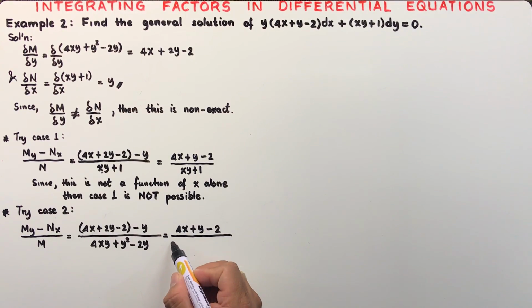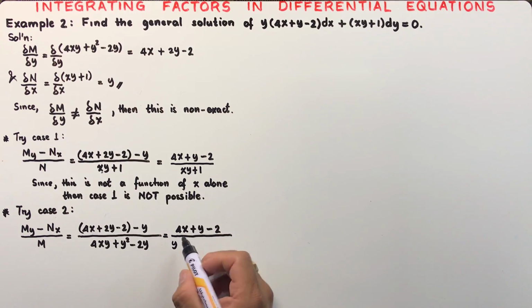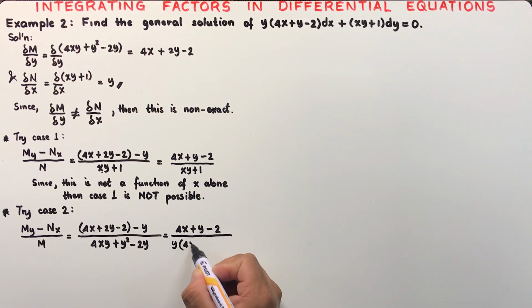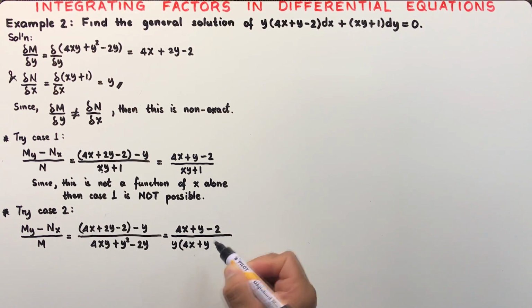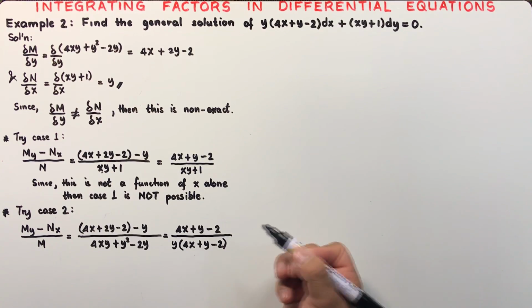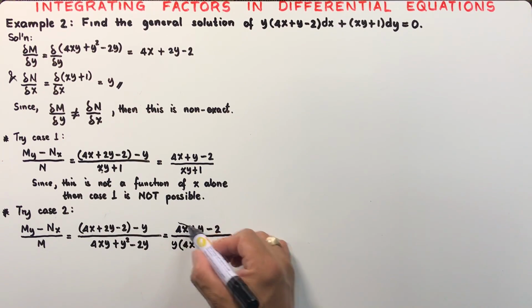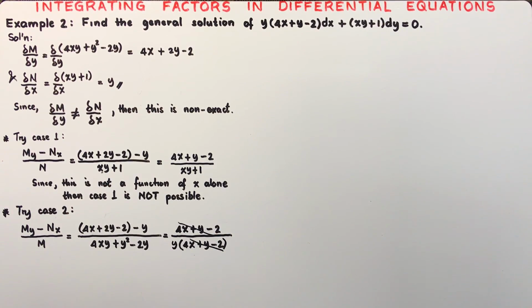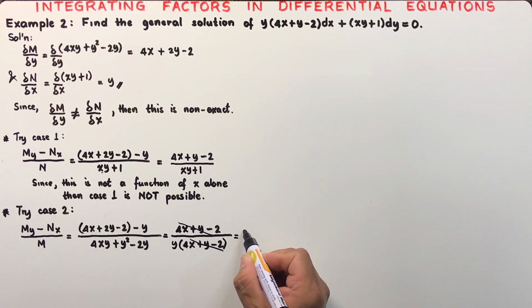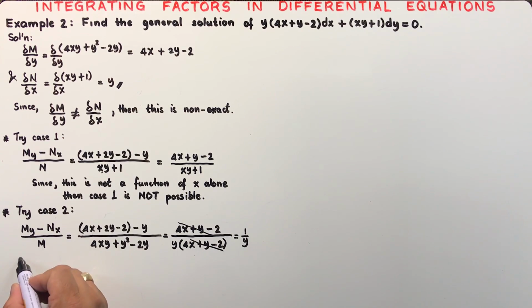But the denominator can be factored to its common monomial factor, which is y. So we have 4x plus y minus 2. And you see that we can cancel this one here. So we have our resulting expression as 1 over y. Thus, our case number 2 is possible here.